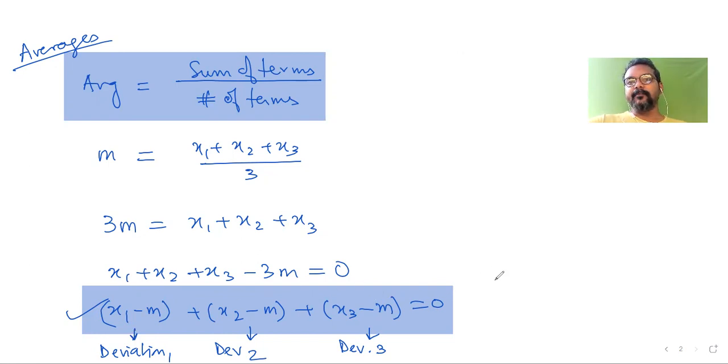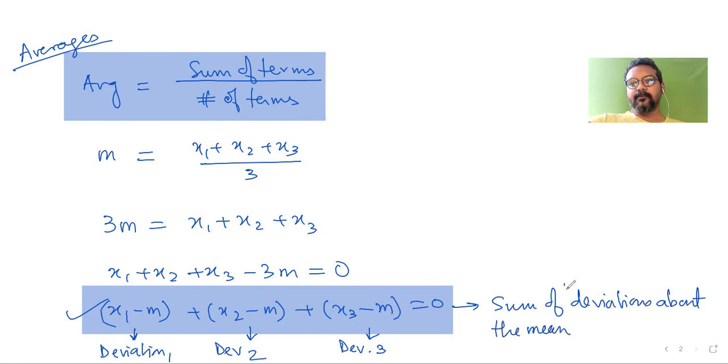So a very important property which says the sum of deviations about the mean is 0. Now, how do we use this? So we have learned all this. That's all nice. Okay, but how do we use this property? Okay, so let us see in a question.